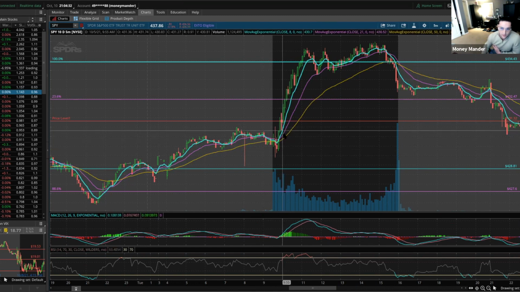You have the 8 above the 21, above the 50, and you're riding this on the way up. This is when you would maybe, at this 9:50 or 9:55 candle, look for it. If we were extended here, you would have waited until you got this pullback down to the 8 to find support, and this would be a good entry place.